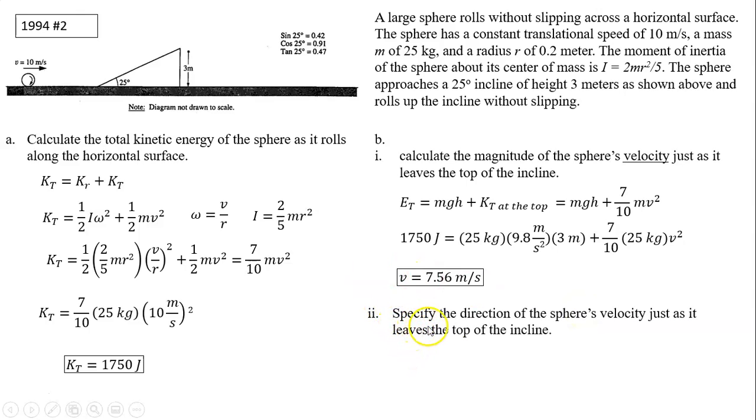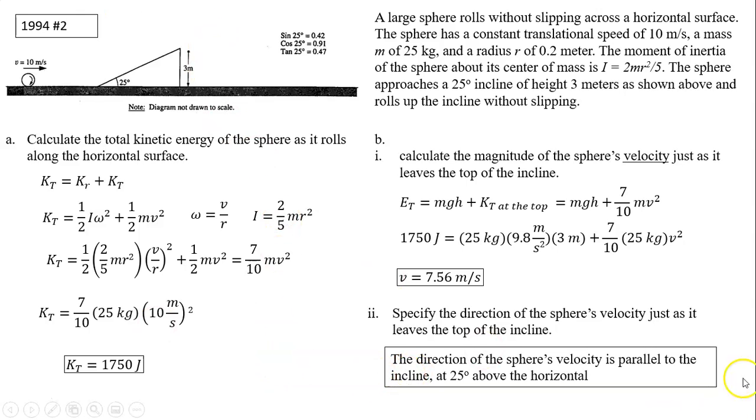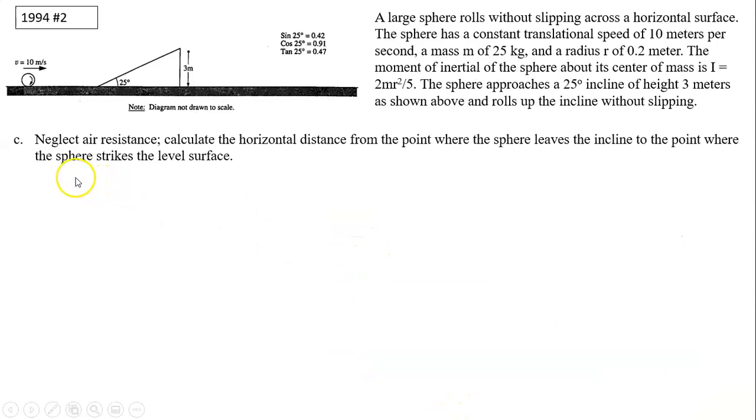Part 2 of B, specify the direction of the sphere's velocity just as it leaves the top of the incline. So as the ball comes up here, it's going like a projectile launched in that way, parallel to the incline. So the direction should be parallel to the incline at 25 degrees above the horizontal.